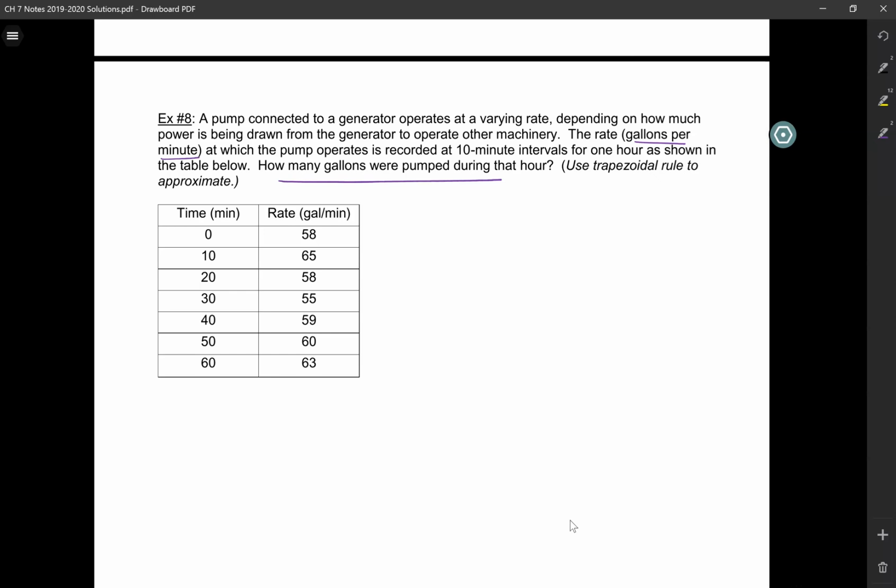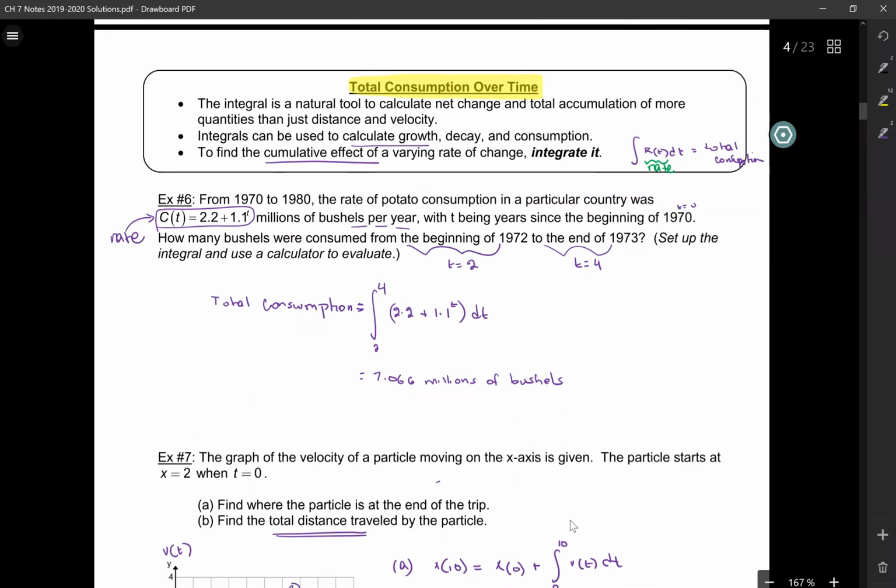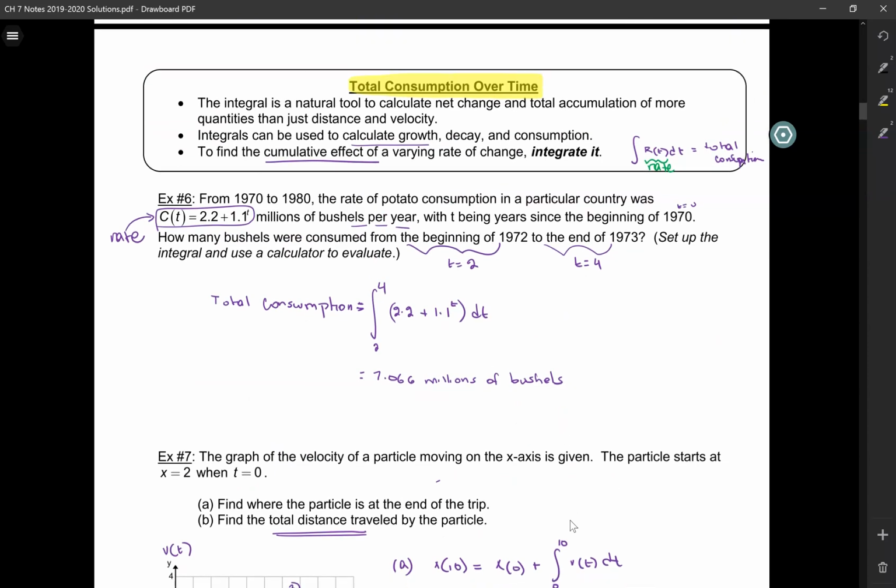So we have the rate, and now what we want is the net amount, the total amount. All right? So again, we're given the rate, just like in the other problems. You're given the rate, you need the total amount. Mathematically, the word for that is net change. It's the exact same thing as what we did here with the potato consumption. We were given a rate. We wanted the total amount.